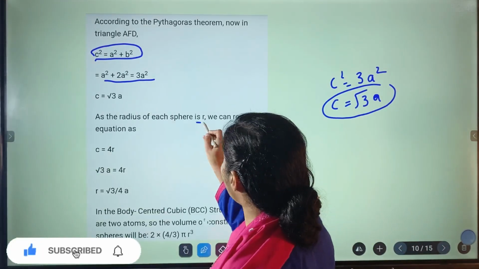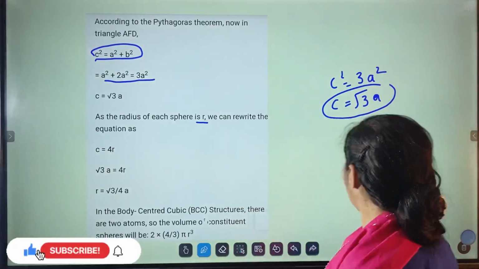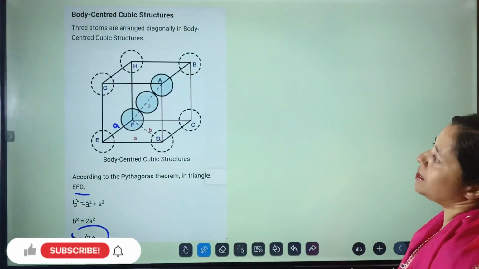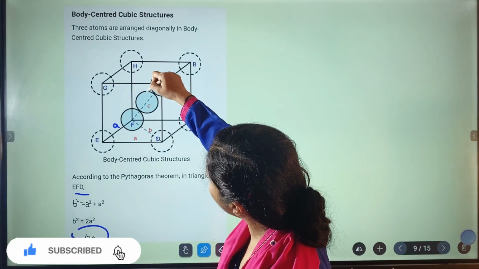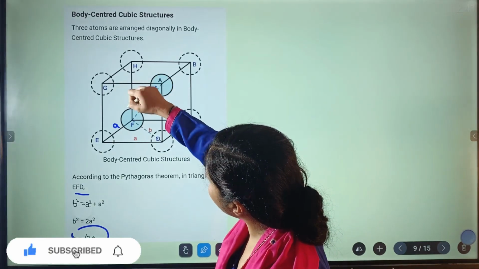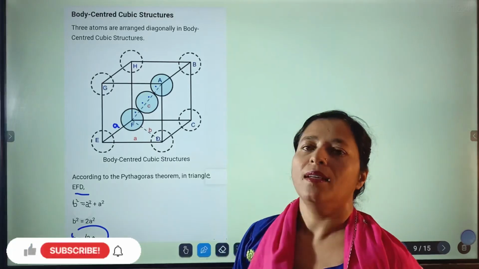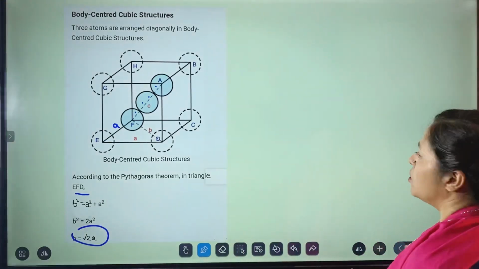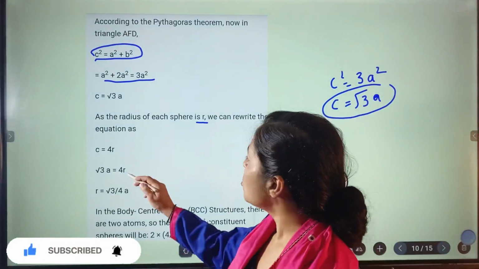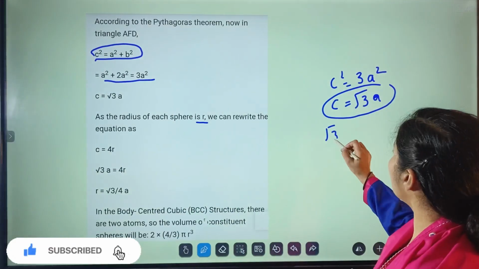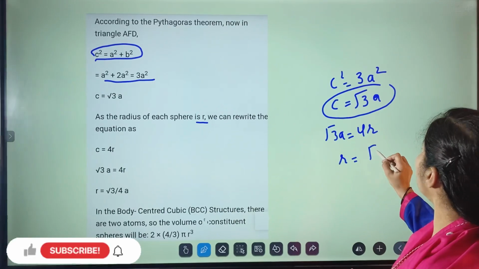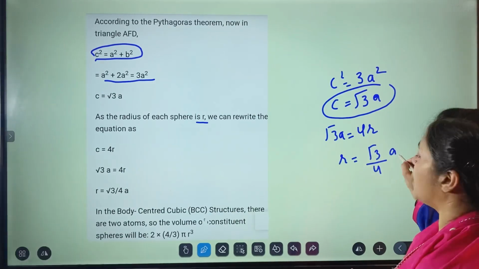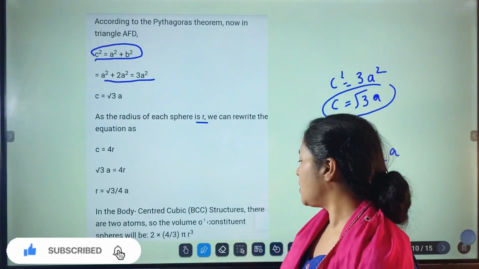Now we know that the radius of each sphere is r. Going back to the previous slide, we see that the value of C will be equal to 4r. One r here, the other one here, and another here, and in this way we can see the value of C will be equal to 4r. So we equate these two values, and from here we calculate the value of r. I hope this is clear to you.